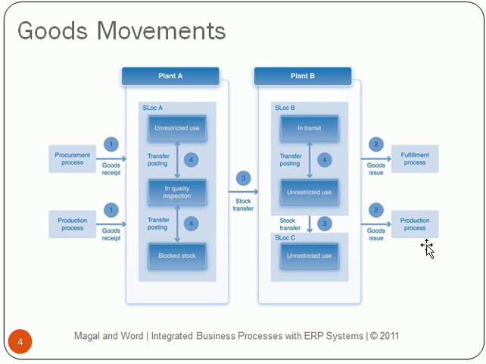Okay, any movement of goods from one location to another is called a stock transfer. So the stock transfer is the change of goods from one storage location maybe to another storage location in the same plant, or from one plant to another. That is called a stock transfer.